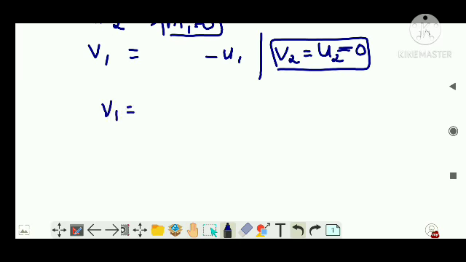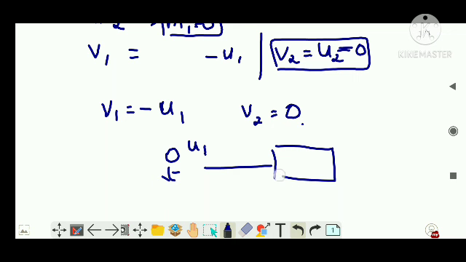The final velocity of the first mass is minus of its own initial velocity, and the final velocity of the second mass is 0, which is actually the initial velocity of itself. Understand the scenario. You were moving with the velocity u1, you strike the lorry which was at rest, right? Then after hitting, you will be rebounding like this. That is minus u1, right? Whereas the lorry will not move at all. Clear? That is the scenario.